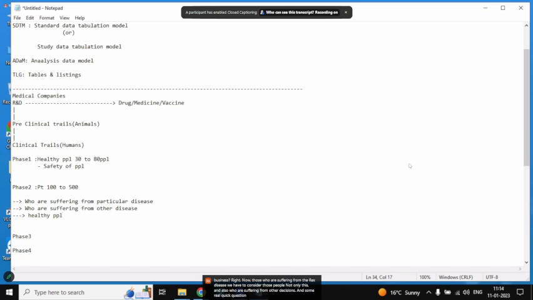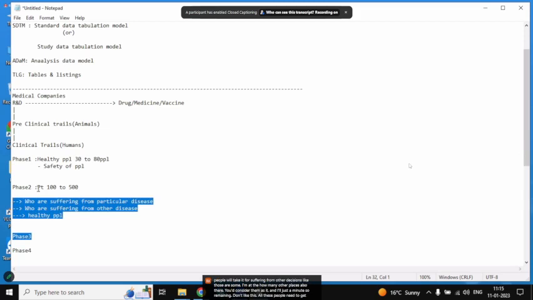Let us assume 100 people you are taking. Mostly 60 people will be those who are suffering from the particular disease. Around 20 people will be those who are suffering from other diseases, like those who have BP, sugar, or any other side effects or diseases. We will consider them as well. And also some healthy people, the remaining 20 people. All these people together are the patients.